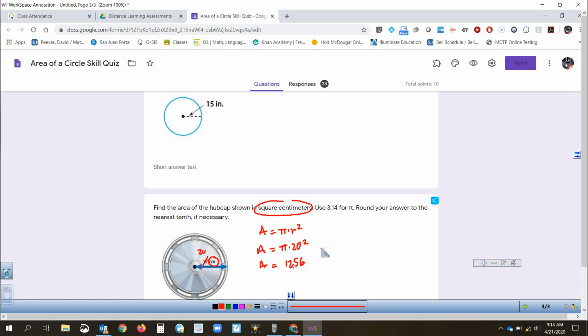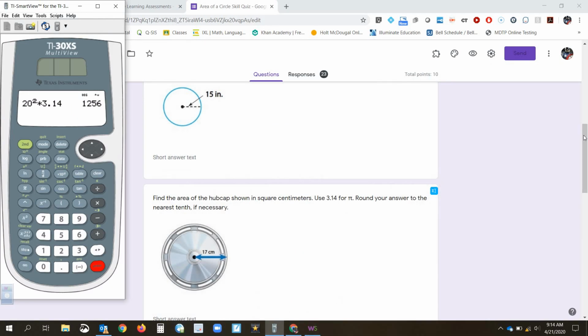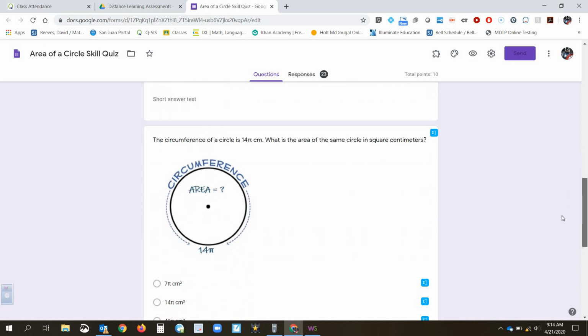Or you could put square inches, or, oh, not inches, centimeters. So 1,256, you could put a comma if you wanted to on it. Either way, it should be correct. But remember, it wasn't 20 for this problem. It was 17. So that would be 17 squared, and then you're going to get a different answer there. Area equals pi times radius squared.